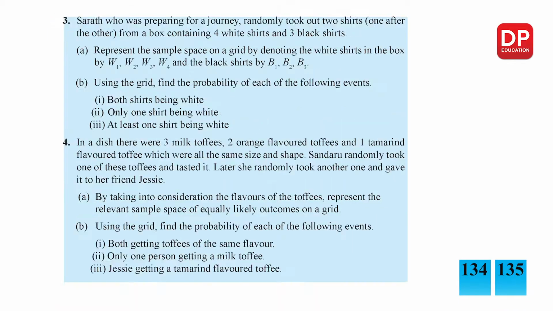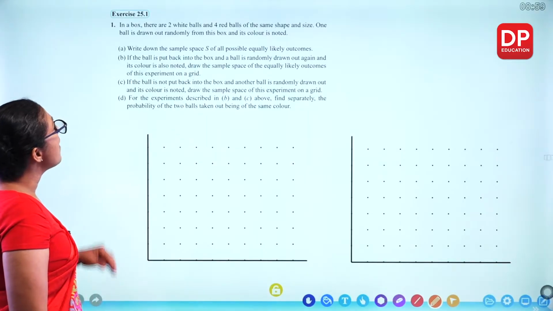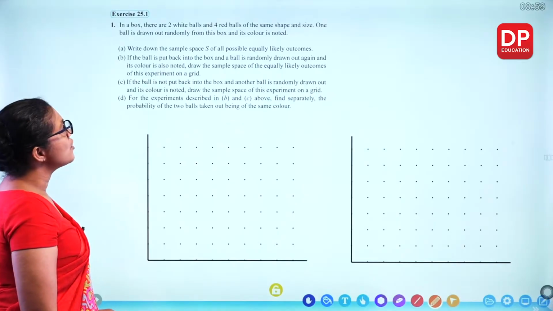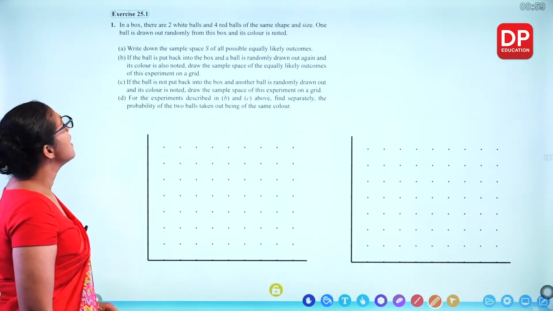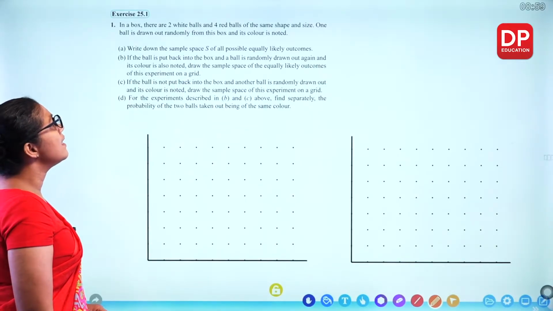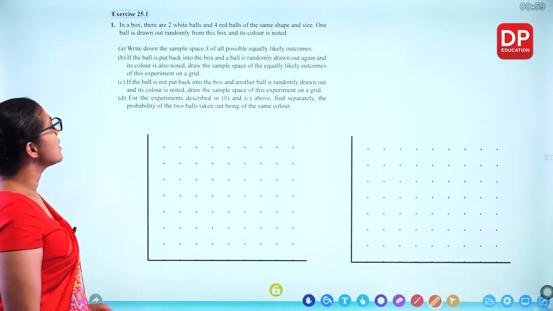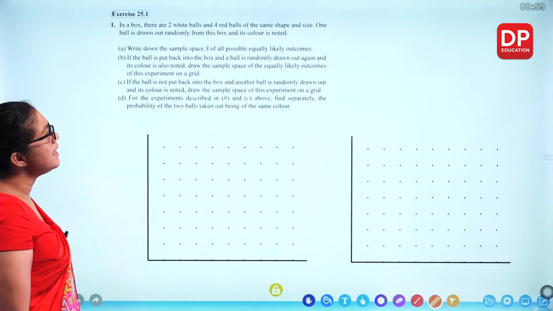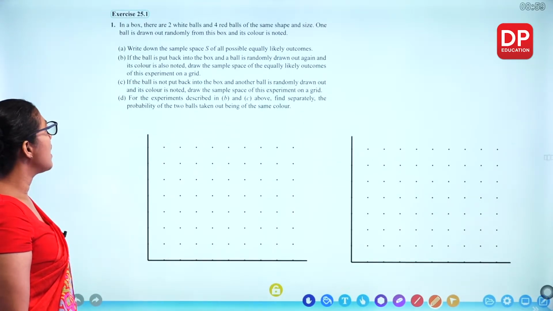Exercise 25.1. In a box there are 2 white balls and 4 red balls of the same shape and size. One ball is drawn out randomly from this box and its color is noted. Write down the sample space of all possible equally likely outcomes.